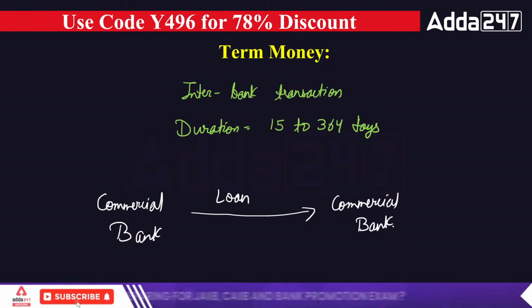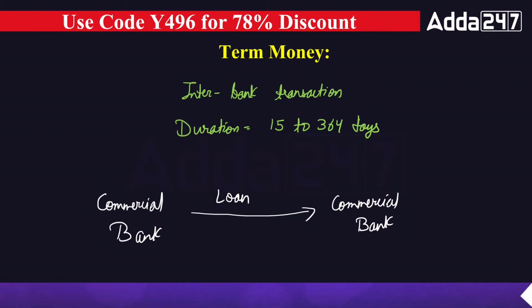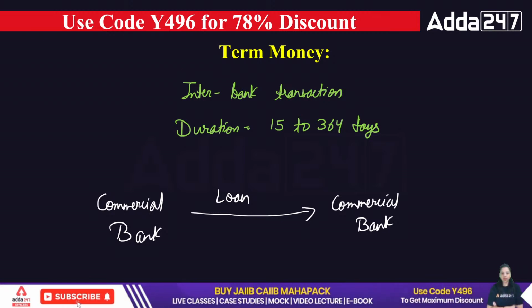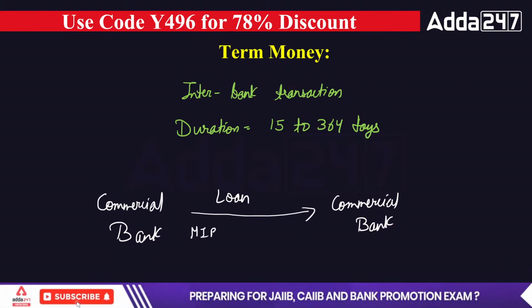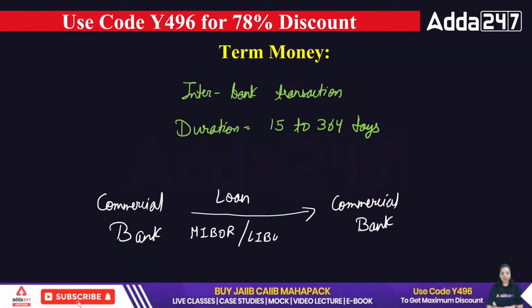Now, what rate of interest will be charged? Like if I talk about RBI giving loan to Government of India, RBI is charging bank rate or repo rate under the ways and means advances. Second, if RBI is giving loan to public, RBI is charging bank rate, repo rate, marginal standing facility. Now, when banks are giving loan to each other, what rate of interest will they charge to each other? And that is known as your MIBOR and LIBOR. That is Mumbai Interbank Offer Rate and London Interbank Offer Rate.